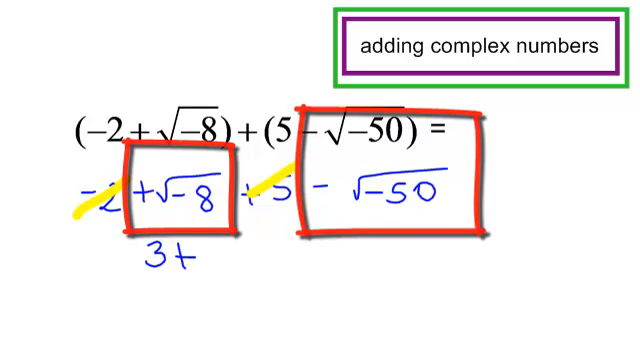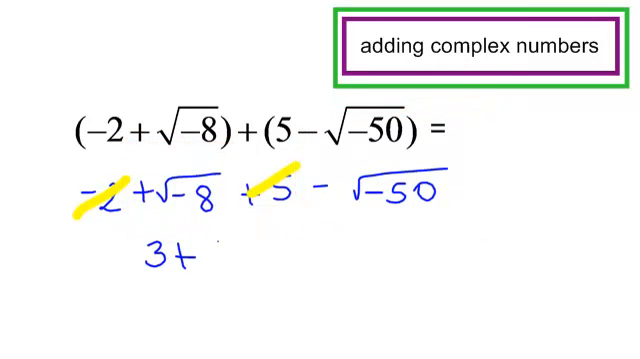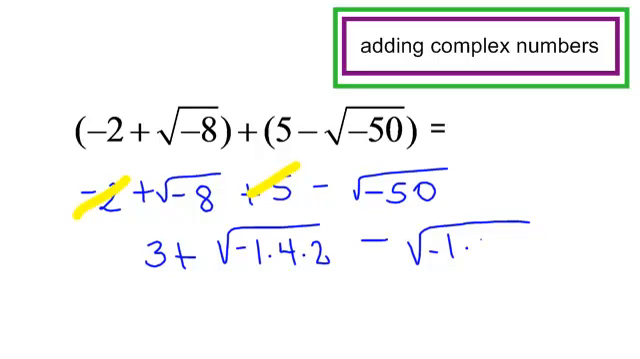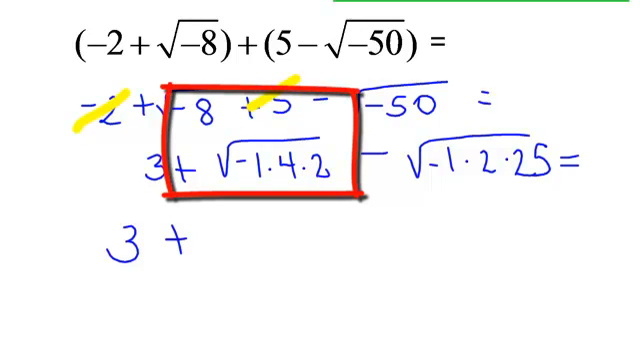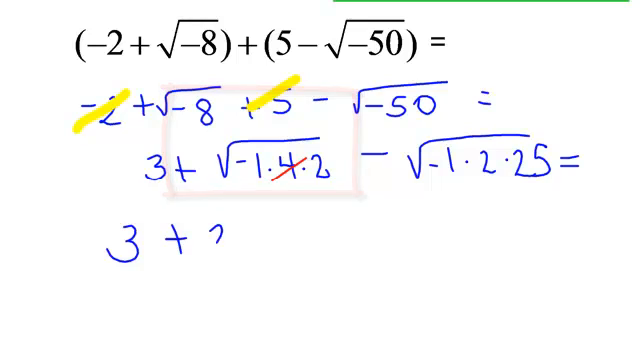Let's do some simplifying. √-8. I'm going to break that down into 2 times 4. But don't forget your negative 1. So negative 1 times 4 times 2. That is -8. √-50. I'm going to break that down to negative 1 times 2 times 25. In this first radical, 4 is perfect. It comes out as 2.